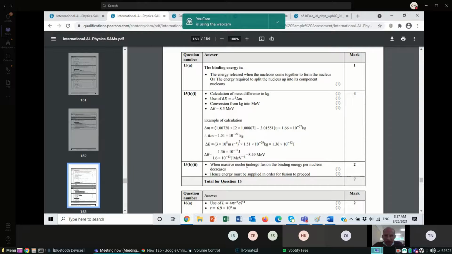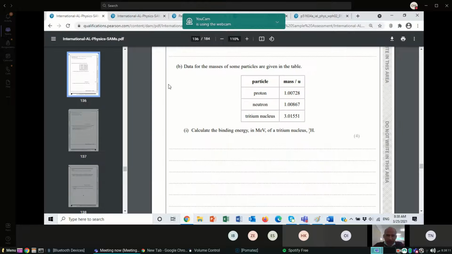Okay. When massive nuclei undergo fusion, the binding energy per nucleon decreases actually. So you have to supply energy in order for this fusion reaction to go on.